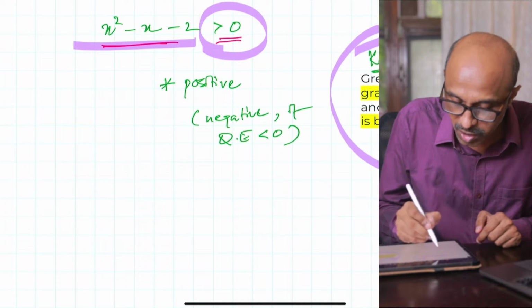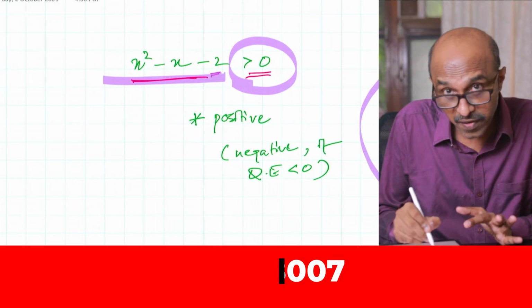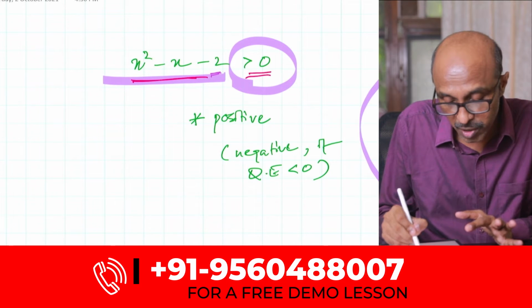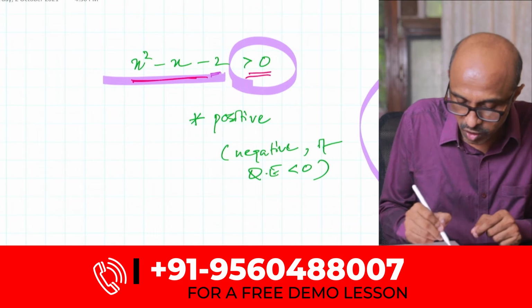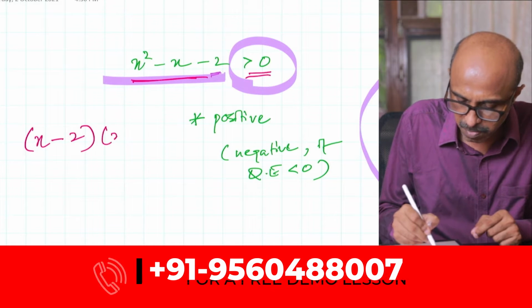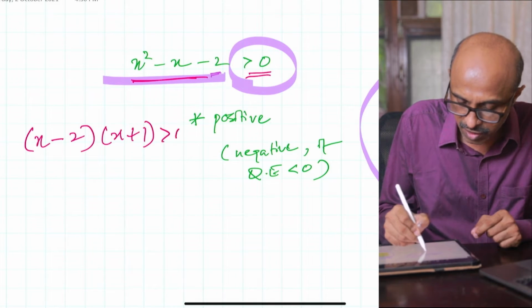So what do we do in order to graph? Well, the first thing to do is to identify the factors of that quadratic expression on the left-hand side of the inequality. So you'll get something like (x minus 2)(x plus 1) greater than 0.